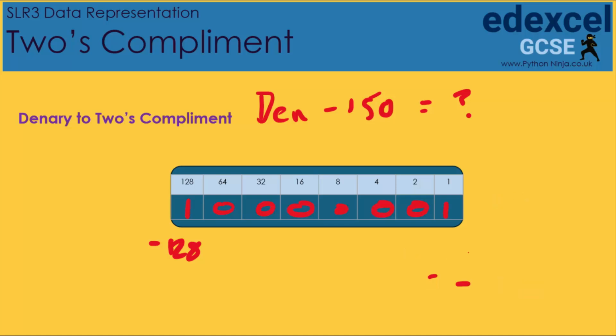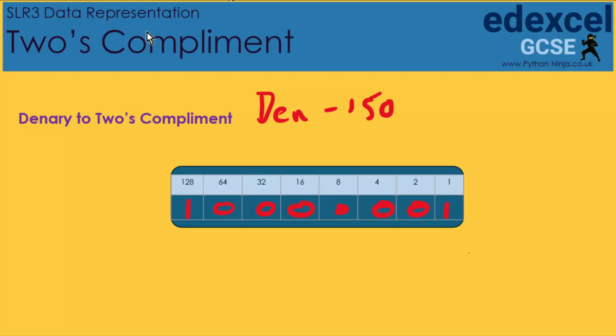So we can't work out minus 150 with only 8 bits. We would need to use more bits, 16 bits for example. We don't need to do that, that's beyond what we need to know. So let's do another sum. Let's get rid of this 150. That was a mean question.